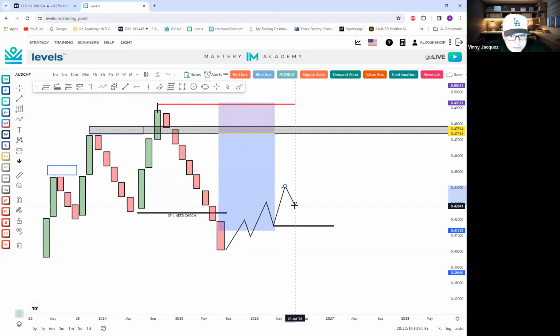What's the name of that setup? Is it just a confirmation? What setup are you talking about? The break and retest or the head and shoulder? Yeah, because this bottom zone right here was just a break and retest setup.